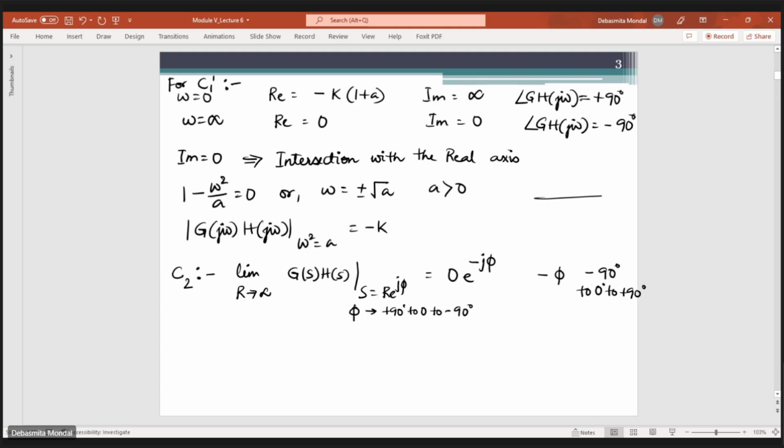to 0 degrees to minus 90 degrees. Sorry, this is from minus 90 to 0 to plus 90. So from here it will be just the opposite. From minus 90 it will go to 0 to plus 90 to minus 90.